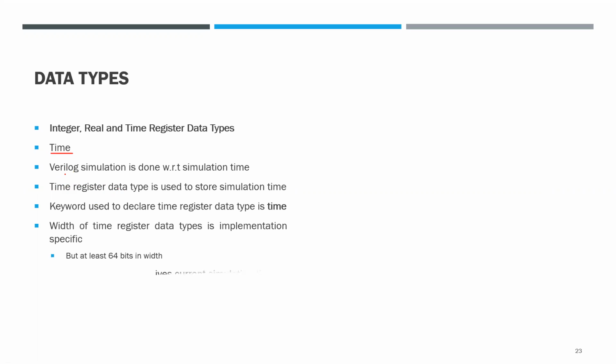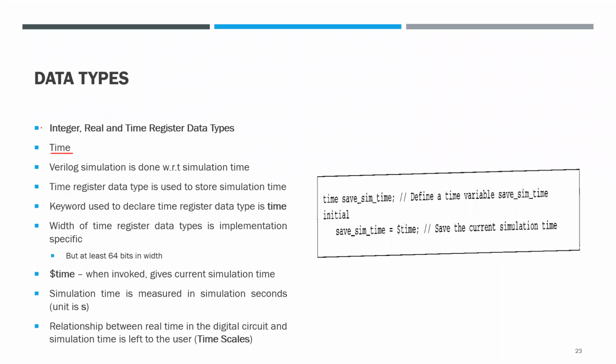So these are just a few things with respect to the time data type. Here is an example: time save underscore simulation time. We want to save the simulation time. In order to save that, we make use of the dollar sign keyword, dollar time. This will save the current simulation time into this data type.